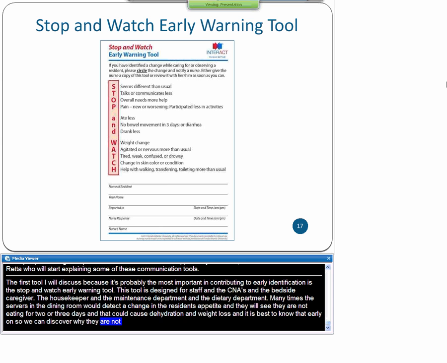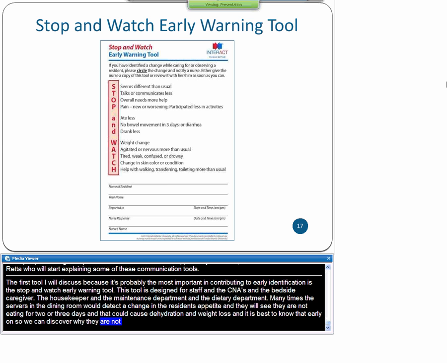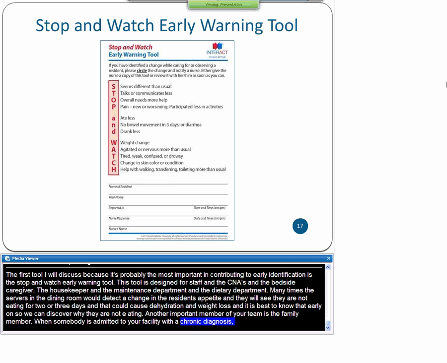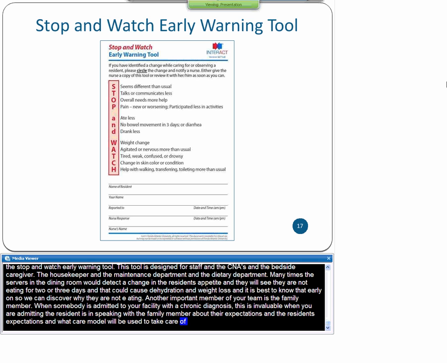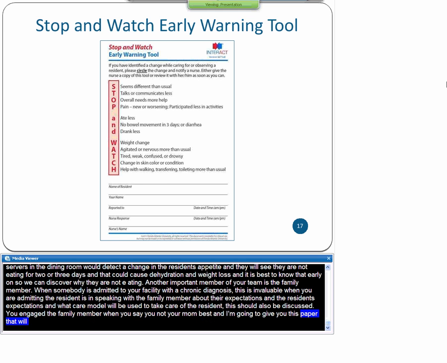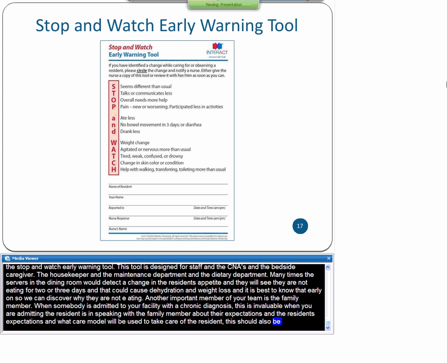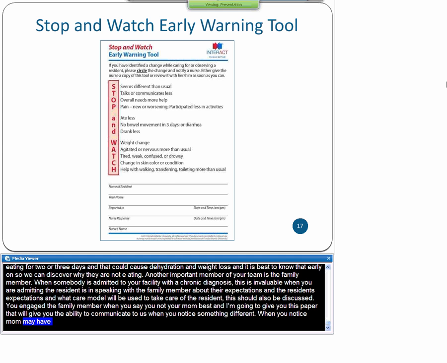facility with a chronic diagnosis, this is absolutely invaluable when you're admitting the resident and speaking with the family member about their expectations, the resident's expectations, and what care model will be used to take care of the resident. This should be also discussed. You really engage the family member when you say, you know your mom, Dad, I'm going to give you this paper that will give you the ability to communicate to us, the nursing staff, when you notice something different, when you notice that mom may have more difficulty breathing when she goes to the bathroom, or when her ankles are getting a little puffy, or she may tell you when you visit what is going on.